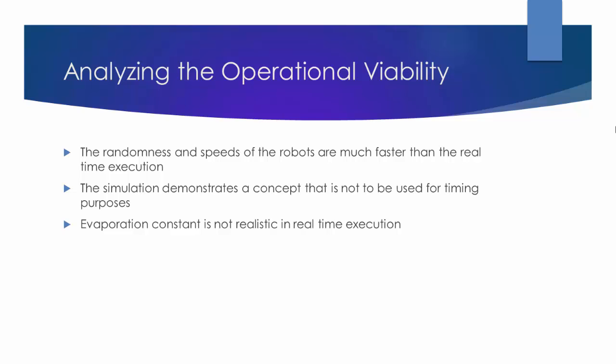And the evaporation constant within our simulation is also not realistic. We're using sensors for the robots, and we're not using an actual pheromone that in real life robots could sense using, say, human senses or senses that ants in the ants foraging model could use.